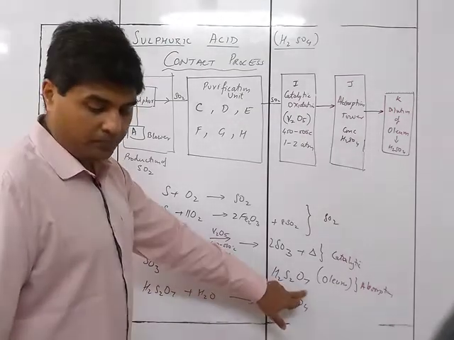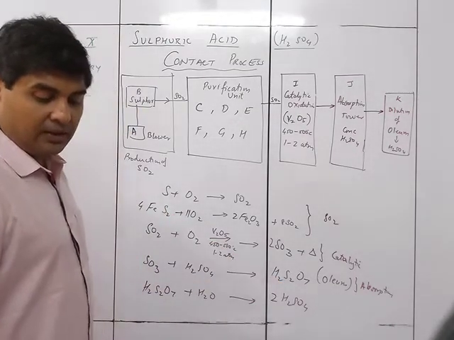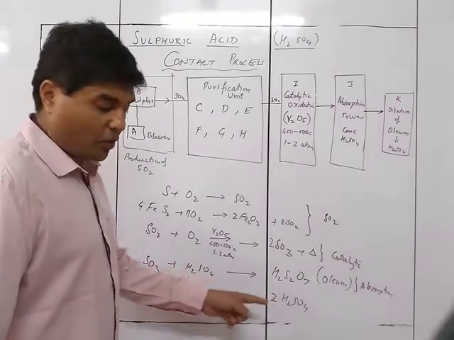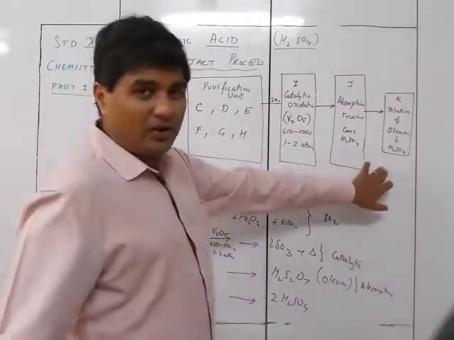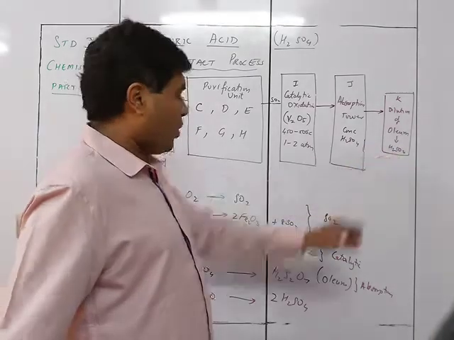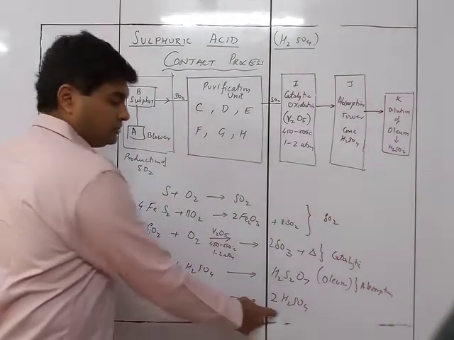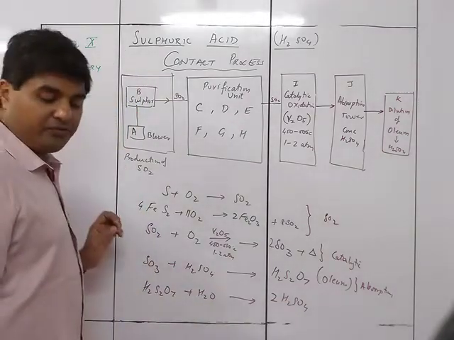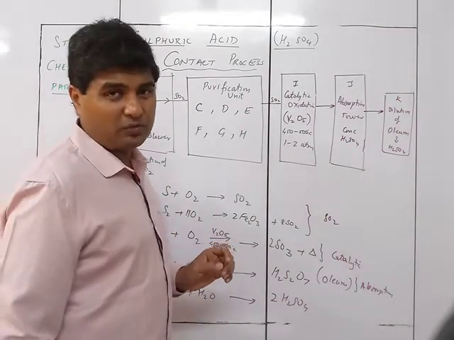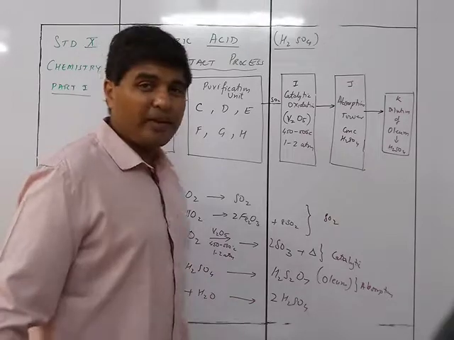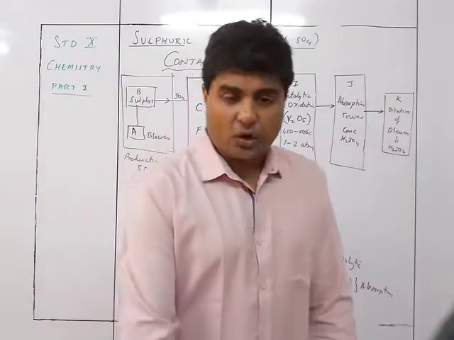This is pyrosulfuric acid. So after this is formed, it goes into the last one, that is the dilution chamber, where you are adding water to this. As soon as you add water to it, it becomes twice the quantity of sulfuric acid which was being formed. So this way you are forming the sulfuric acid in the contact process.